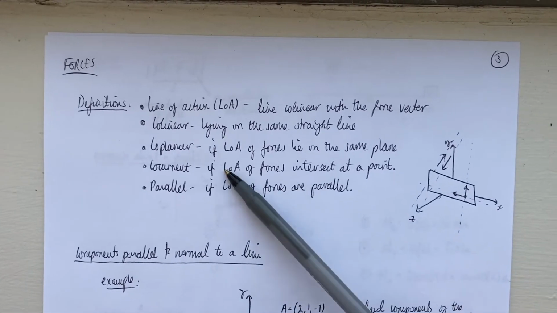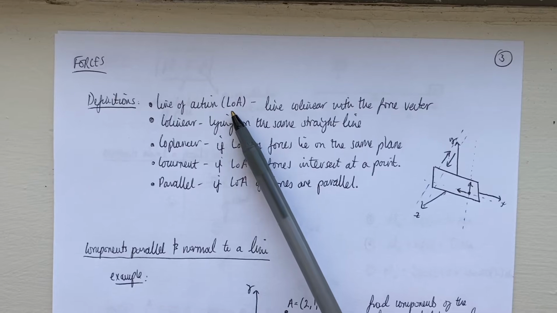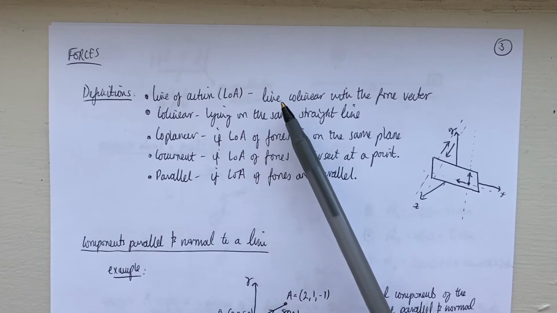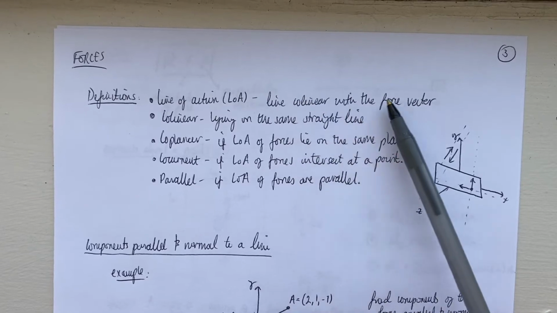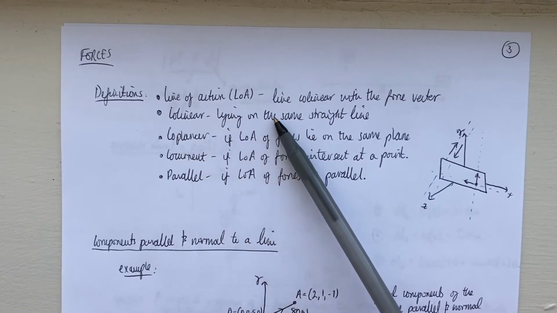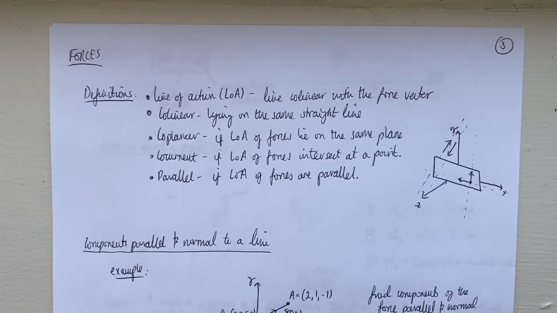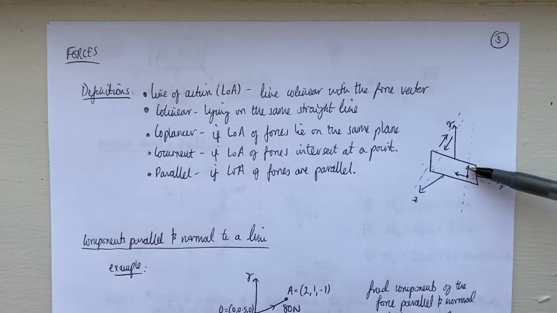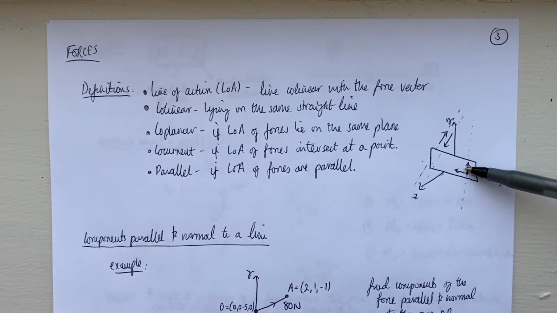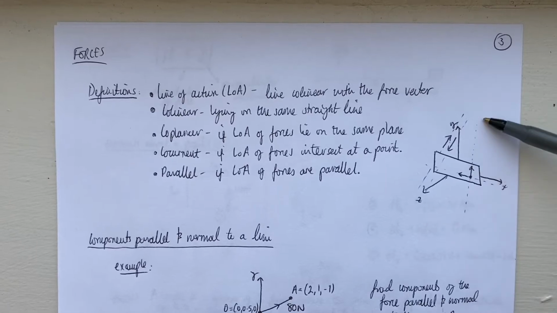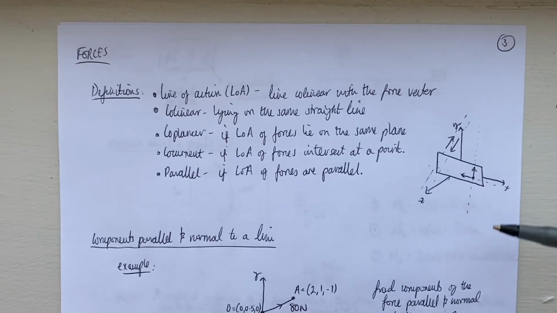So first of all, the line of action, which I always abbreviate to LOA, is the line collinear with the force vector. But what does collinear mean? Well, it means lying on the same straight line as the force vector. So if you take any one of these force vectors in this little diagram over here, the line of action is a line that just goes straight through the force vector, extending indefinitely in either direction, right?